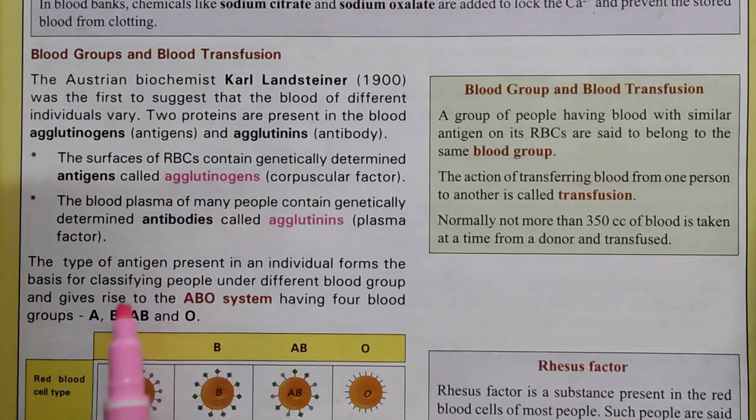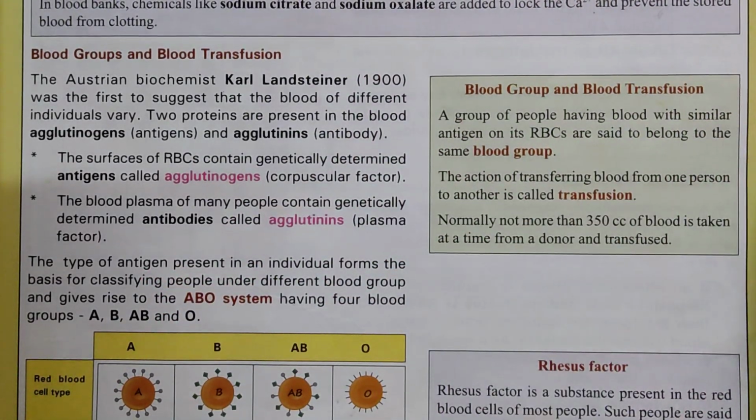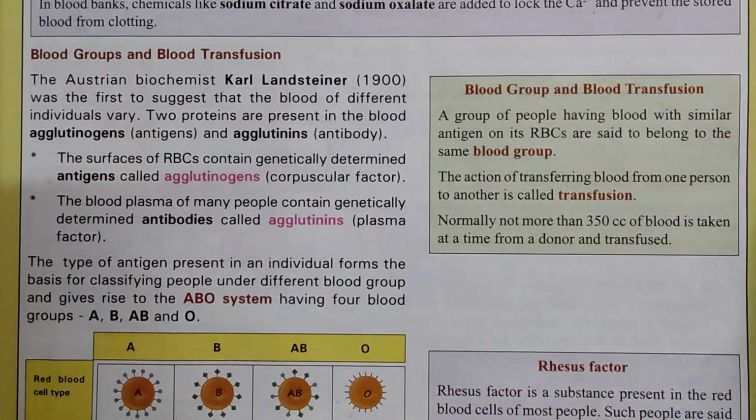That is, suppose you have blood group A, your mother also has blood group A, and your father too has blood group A. That means all three of you will have a similar type of antigen on the RBC of your blood.